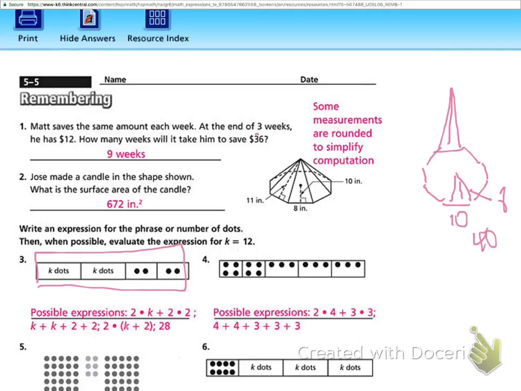And then if you plug in the 12, right, k plus k, 12 plus 12 is 24. Add these 2 dots, which together are 4 dots, and it becomes 28.